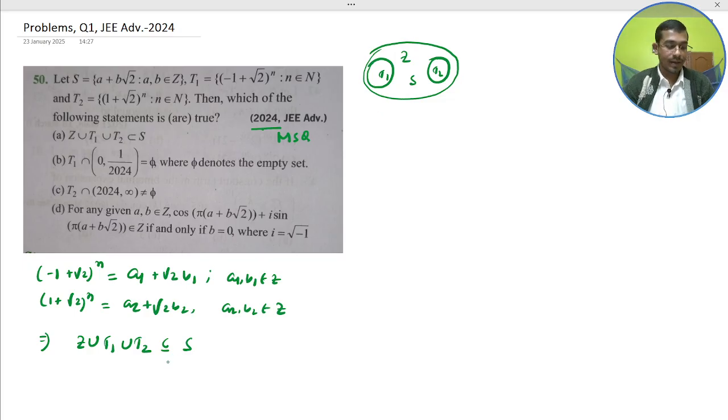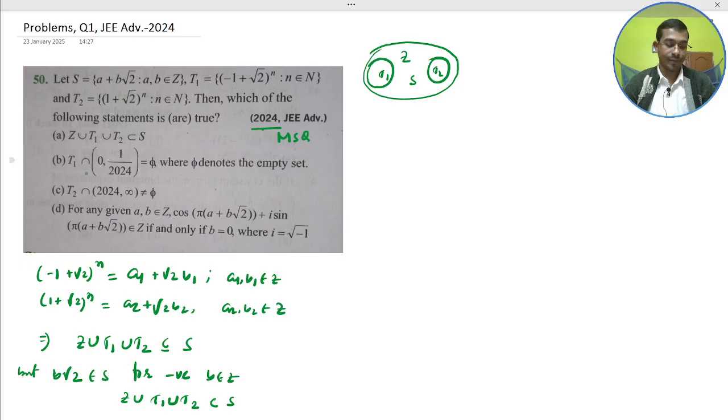So this is a subset of S, but b√2 belongs to S for negative b belonging to Z, so Z union T1 union T2 belongs to S. So basically option A, that Z union T1 union T2 is a subset of S. First we calculate that this is a proper subset, because for negative b this does not hold. So this should be a proper subset of S, not just a subset.